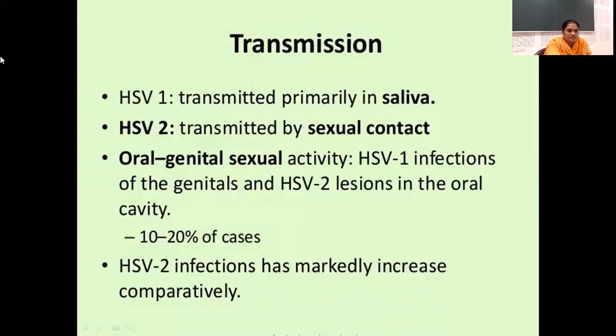Then transmission. Usually herpes simplex virus type 1 is transmitted primarily in the saliva and type 2 by sexual contact. Herpes simplex virus type 2 infections are markedly increased now comparatively.